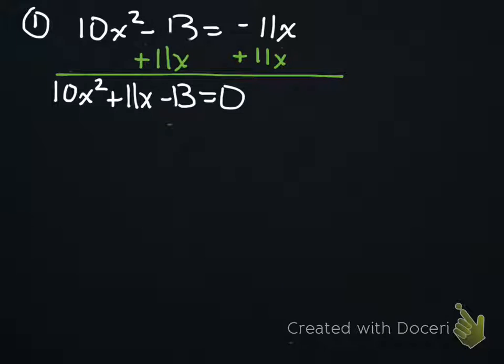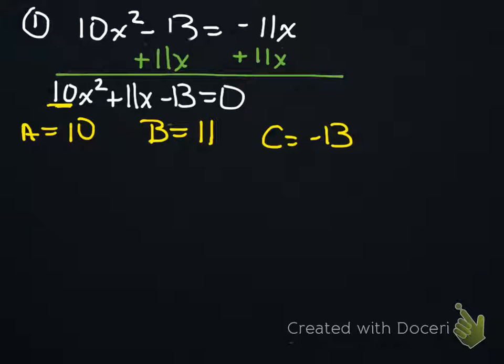Next, we are going to identify the a, b, and c terms. A is what's in front of your x squared, so in this case, a is 10. B is what's in front of your x term, so in this case, 11. C is the constant term, in this case, negative 13.